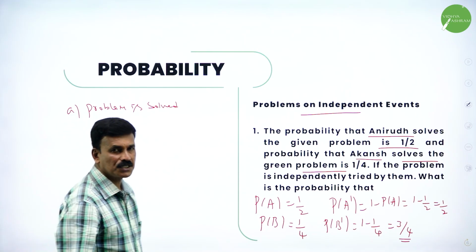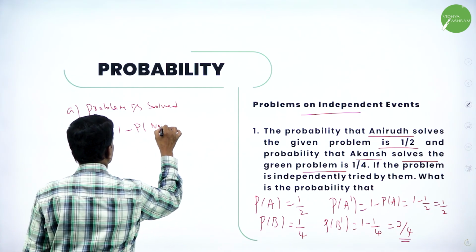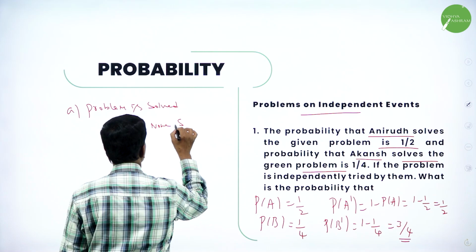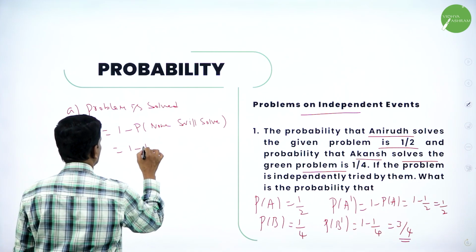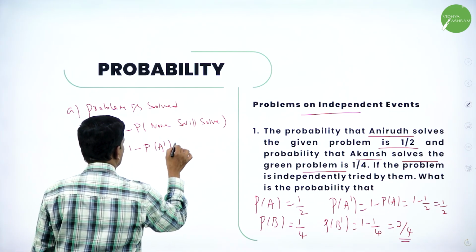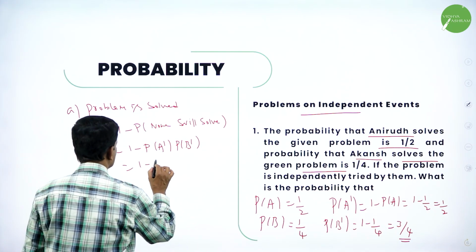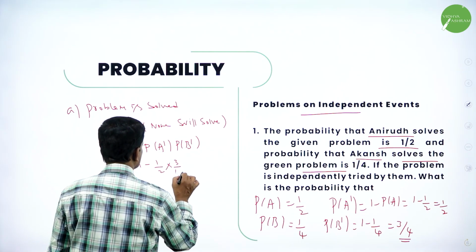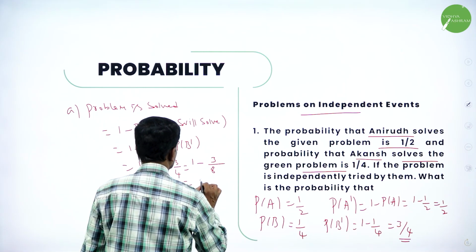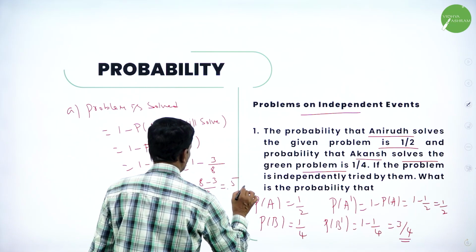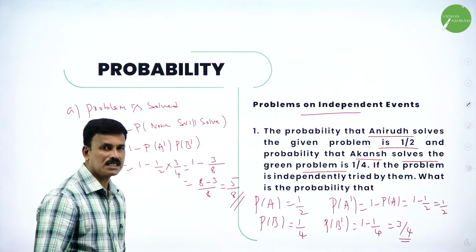Is the first condition, right? If the problem is solved, this is nothing but 1 minus P of none of them will solve the problem. So that is nothing but 1 minus probability of A dash into probability of B dash. This is 1 minus, probability of A dash is 1 by 2 into probability of B dash is 3 by 4. That is 1 minus 3 divided by 8, which equals 8 minus 3 by 8, that's equal to 5 by 8. So the probability of solving the problem is 5 by 8, the first answer.